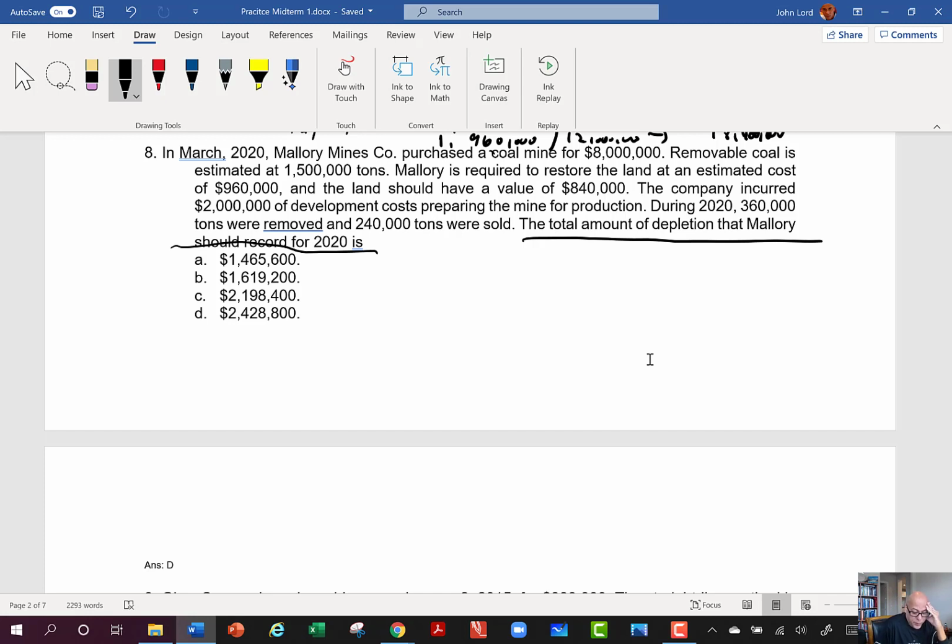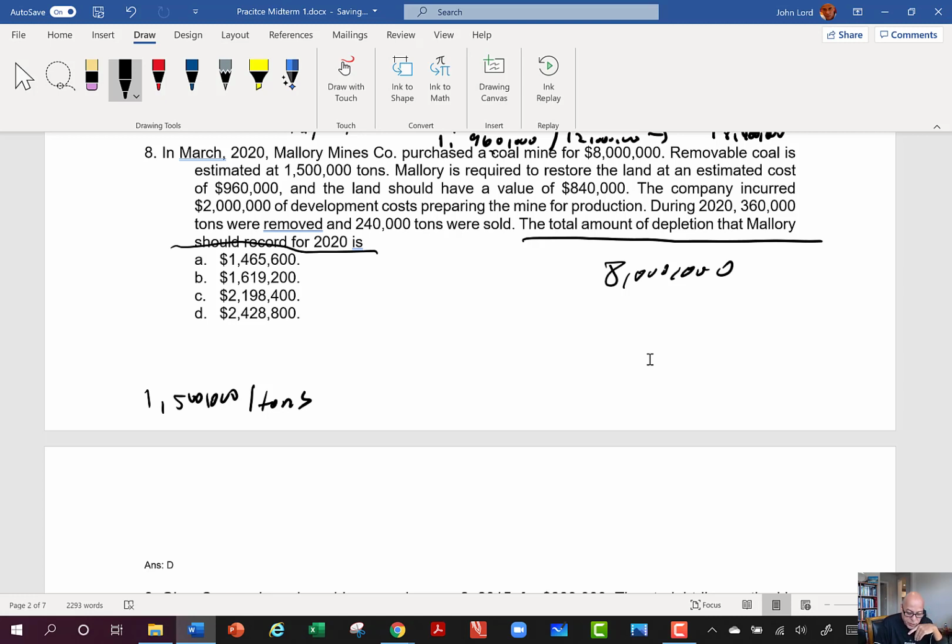So we come over and we say, okay, they purchased the mine for $8 million. Okay, so part of the trick is to know what you have to put in there, obviously what they paid for it. Removable coal is estimated 1.5 million tons. Now, I'm not ready for that yet, but just so I don't have to go back up into the question, I might write that down on the side so I know that I'm going to use that in a minute.